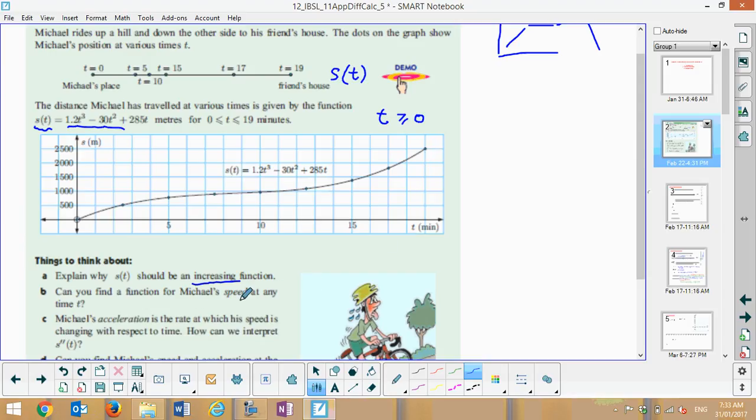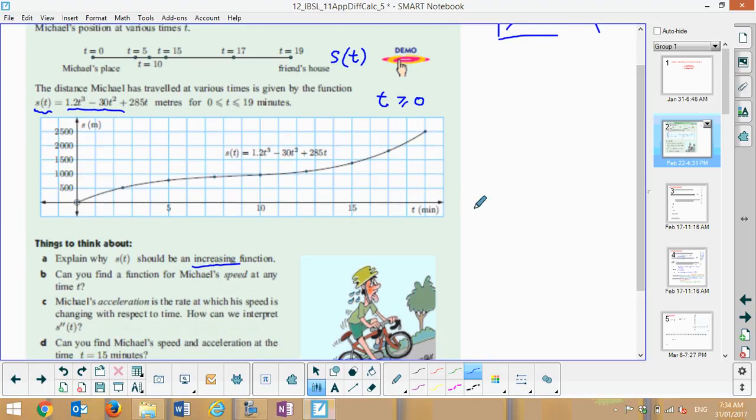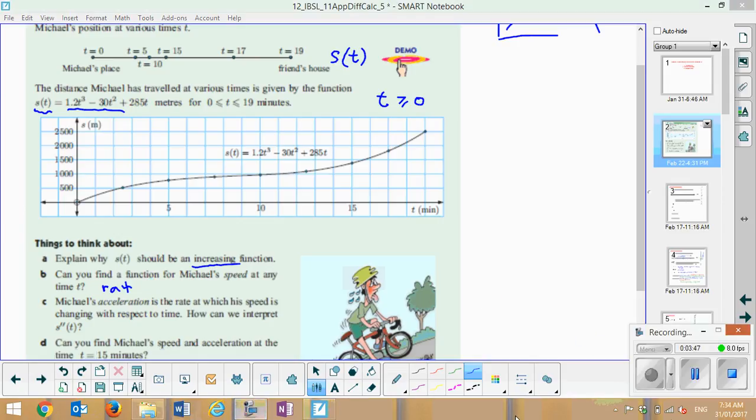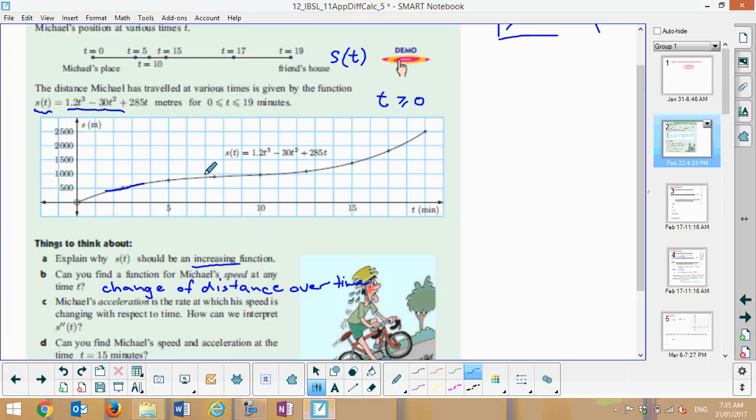Can you find a function for Michael's speed at any particular time t? In other words, how fast is he going? Remember, speed is your rate of change of distance, or the change of distance on time. So write down speed at any time. This is the rate of change. All right, so it's a change of distance over time. So we're looking at, in this case, the gradients of the curve at any particular time.